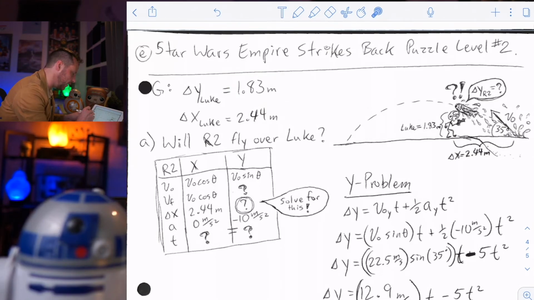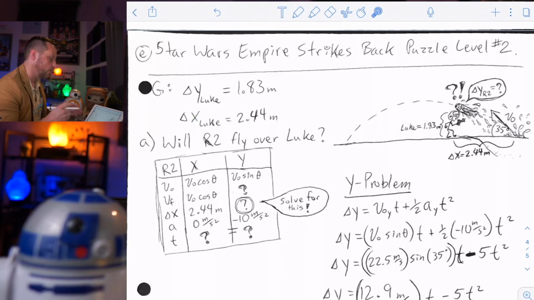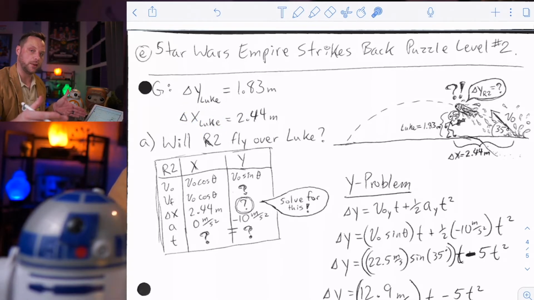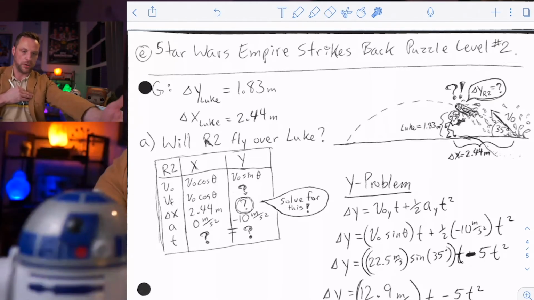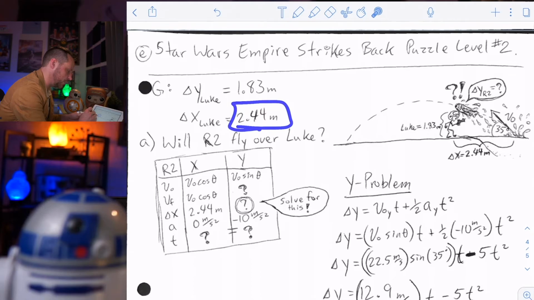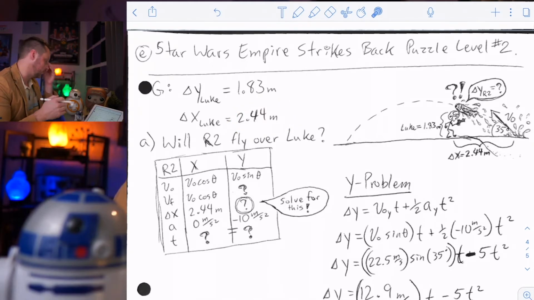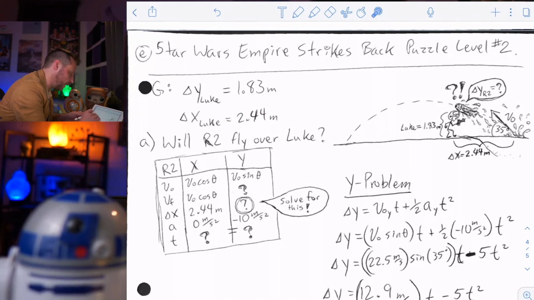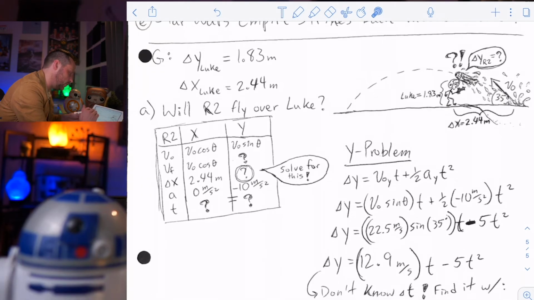And then we're looking at the horizontal position of Luke Skywalker from where R2-D2 is spit out of the water. So that is the horizontal displacement, the distance along the ground that Luke is from R2-D2, where R2-D2 is launched from initially, which is 2.44 meters. And that's all given to us. And so now the question is, will R2-D2 fly over Luke's head?